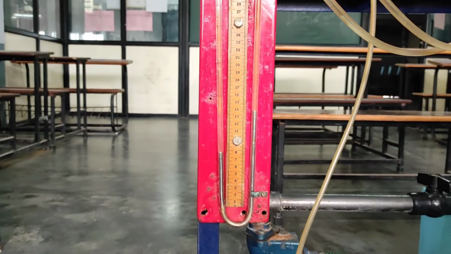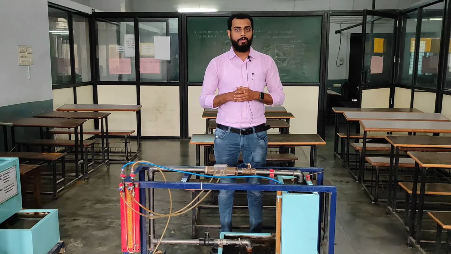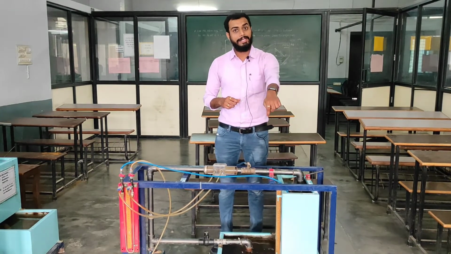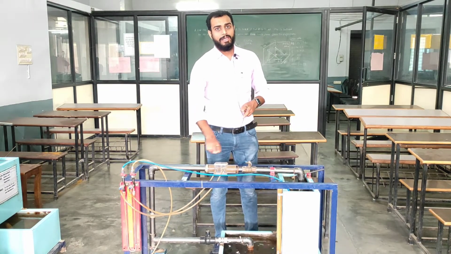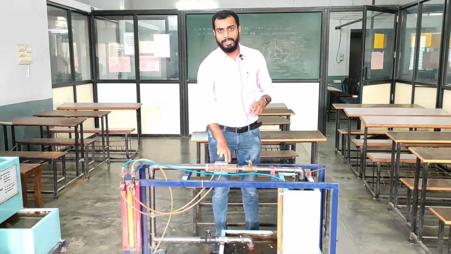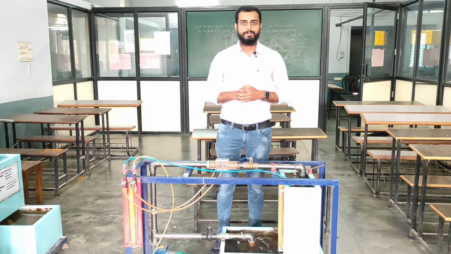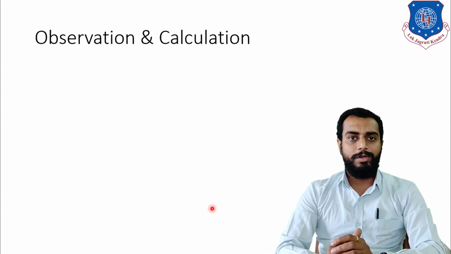To find out the Cd of this orifice meter, for Q actual we have to take the reading of L, B, H and time. For Q theoretical we have to find out A1 and A2, which are given in the manual, and the value of H from x. So that's all for the experimental setup. Now let's move forward to the calculation part.